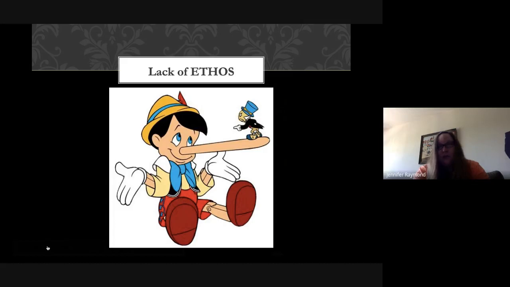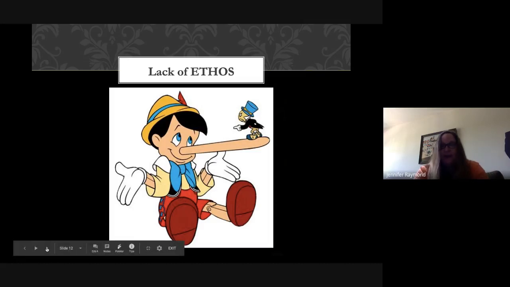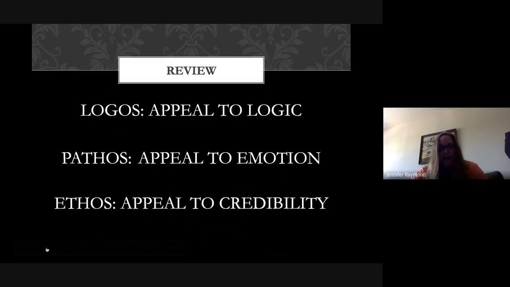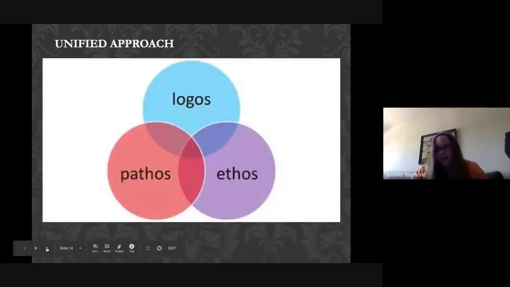So, which one of these three things is the most important? Logos, pathos, ethos? There's really not an answer to that. Logos is logic, pathos, emotion, ethos, credibility. They all work together. And in the book, they call this the unified approach or the united approach. You need to have a little bit of each to make a really persuasive speech.